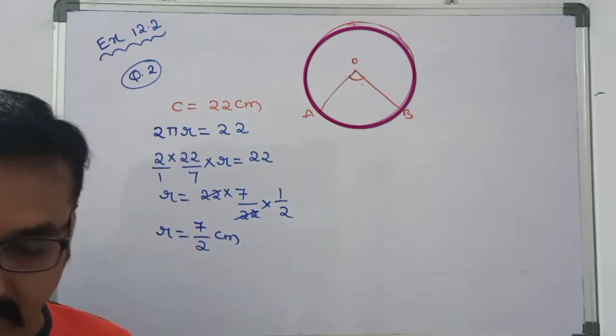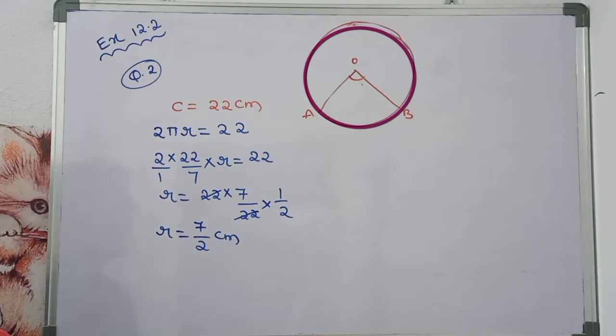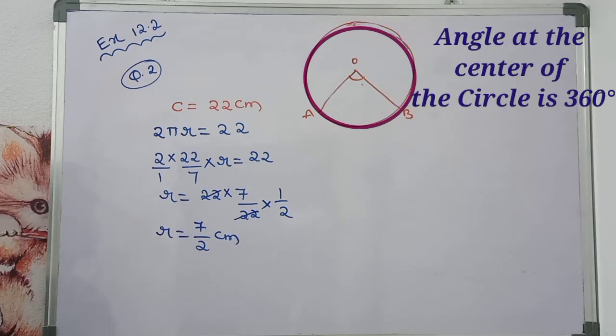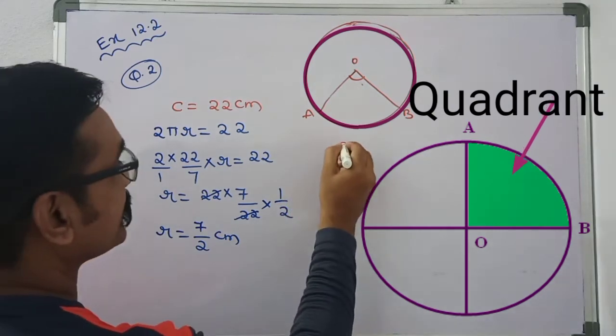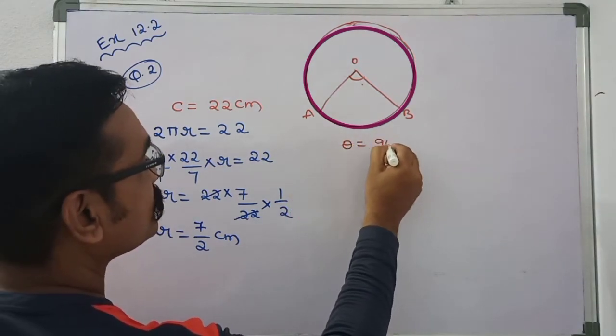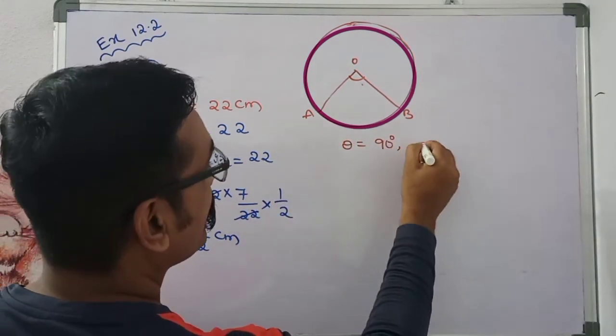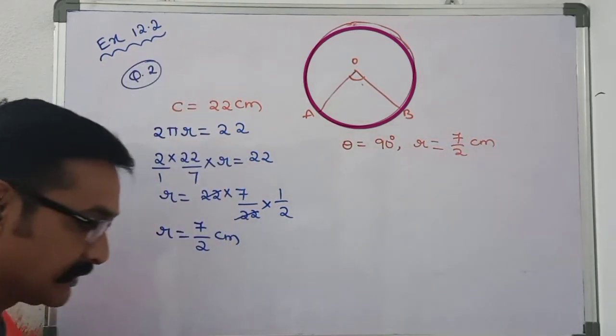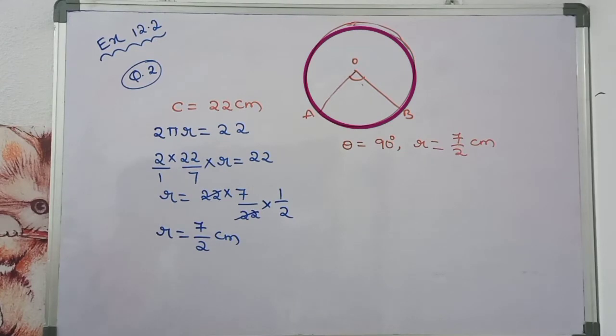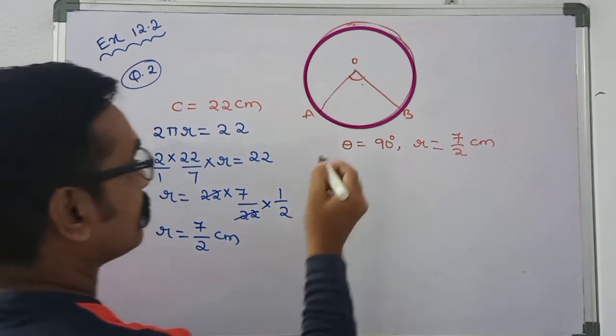Then what do they ask us to find? The area of a quadrant of a circle. A quadrant of a circle is 1/4. The angle at the center of a circle is 360 degrees, and a quadrant is 1/4 of it, so we take theta as 90 degrees. Now theta equals 90 degrees and radius equals 7 by 2 centimeters. Then we have to find the area of the quadrant of the circle.